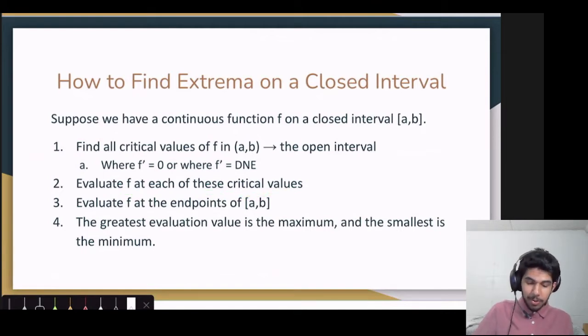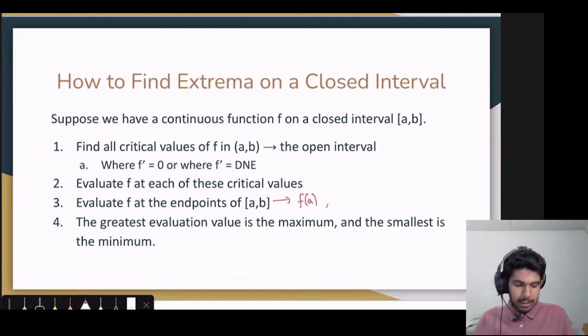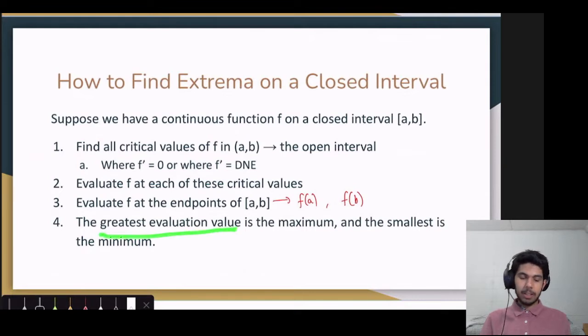Additionally, now we consider the closed interval a comma b, and we evaluate f at the endpoints of a and b. So this is just saying do f of a and f of b. Then, once we've evaluated f at all of these points, the greatest evaluation value is the maximum, and the smallest is the minimum. So why exactly does this work?